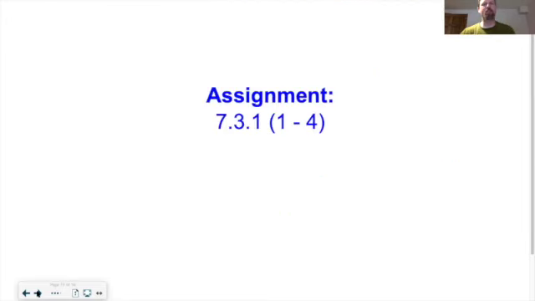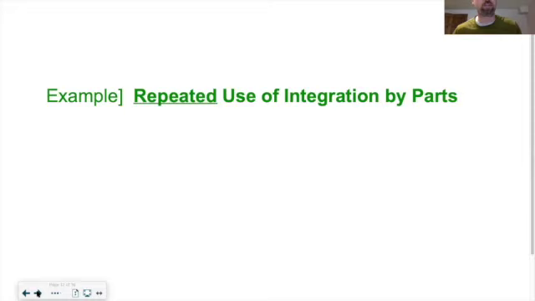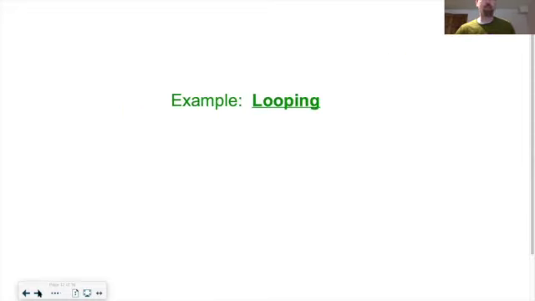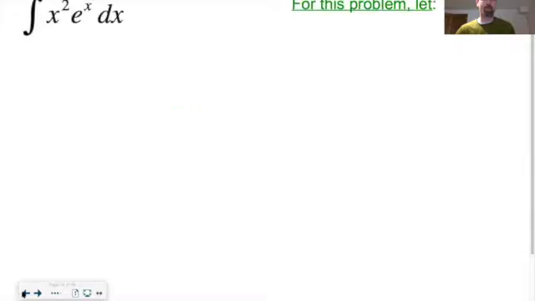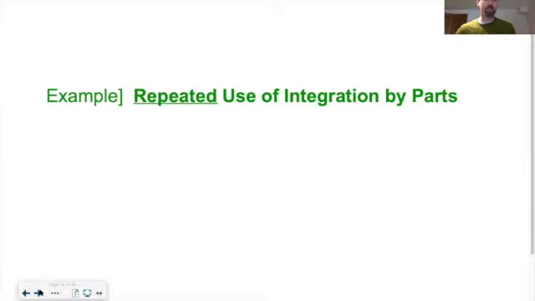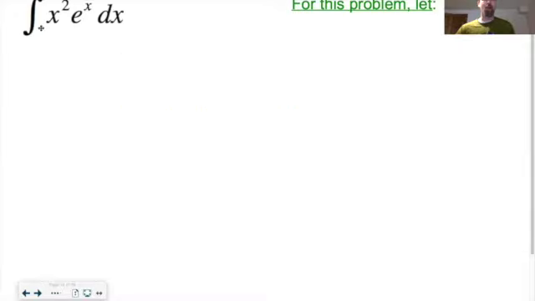This video is covering some special cases of integration by parts. It's going to cover 2 things: repeated use of integration by parts and something called looping. First off, repeated use. All right, if I wanted to find this integral of x squared e to the x dx, this is another integration by parts problem. It's got these 2 parts being multiplied. I don't know how to do it with u substitution or anything else, so we can try integration by parts.